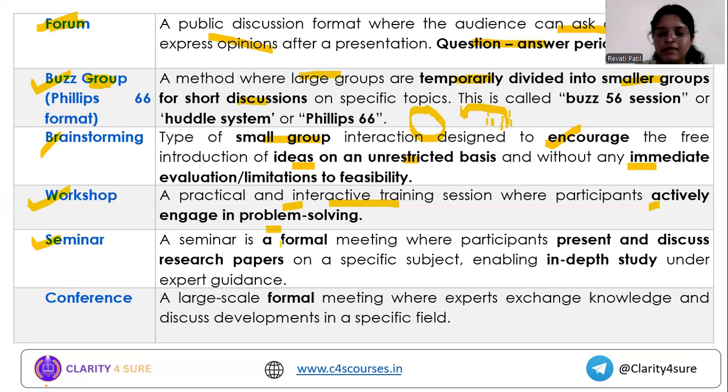Next is seminar. Seminar is a formal meeting where participants present and discuss research papers. The keyword here is research papers, enabling in-depth study. Next is conference. Conference is a large-scale formal meeting where experts exchange knowledge and discuss developments in a specific field. For example, the International Conference on Precision Farming and its future aspects.